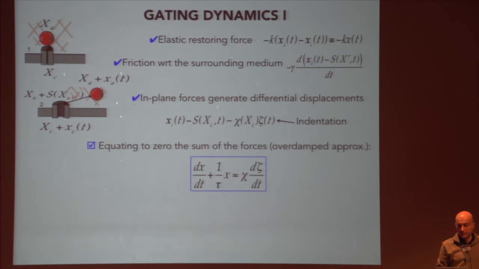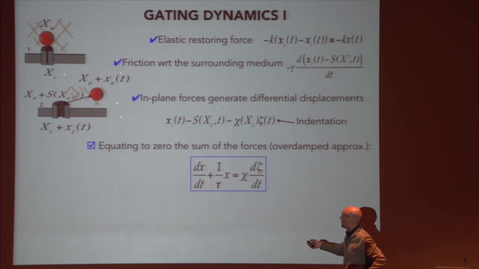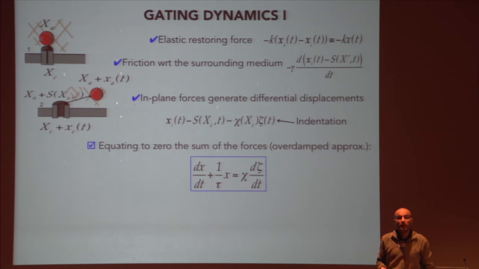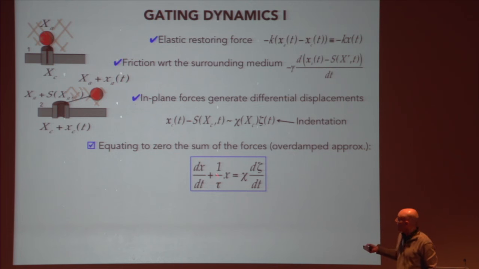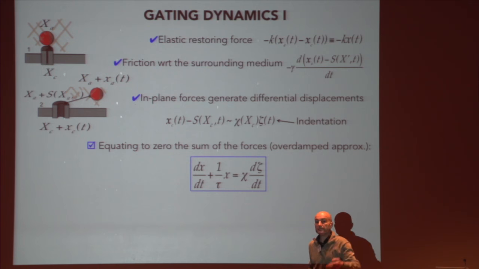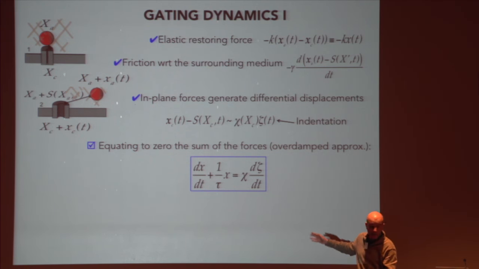So now with these three elements, it's a linear combination of all this stuff. You put to zero the sum of the forces. So you apply the overdamped approximation, which in the molecular world is certainly appropriate because there's no inertia at the size of these molecules. And you get an equation which is this one. So it's dx/dt plus 1 over tau, which is a combination of gamma over kappa. So there's a relaxation term, and then you have a forcing which is proportional to this chi, which is a constant that depends on the position, and then d zeta/dt. So the indentation, d zeta/dt, is the forcing of this element here.